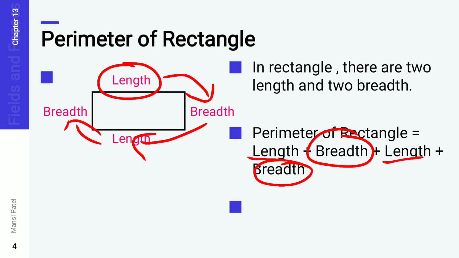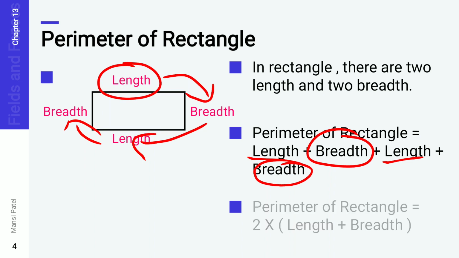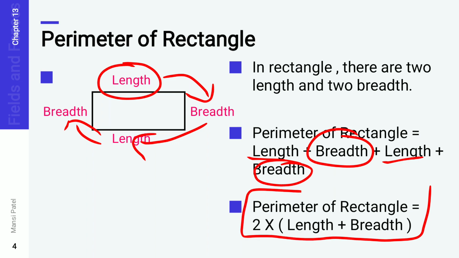So, to find out the perimeter of a rectangle, the formula is 2 multiplied by (length plus breadth). This length plus breadth you have to write down in the brackets. So first you have to do the addition inside the bracket, and then whatever the answer is, that answer is multiplied by 2. This is just a formula. Okay.